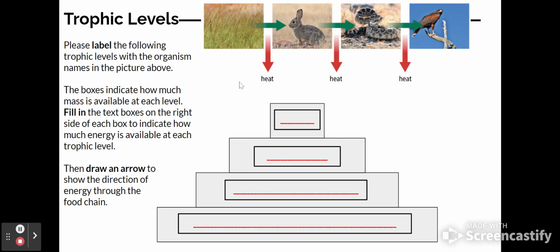So I want you to take a moment and try to label the trophic levels here. What we want to do is at the bottom, we want to put the group that has the most number of organisms, okay? And then we want to move up the levels until we get to the group that probably has the smallest number of organisms. So there's a few things you're going to do on this.